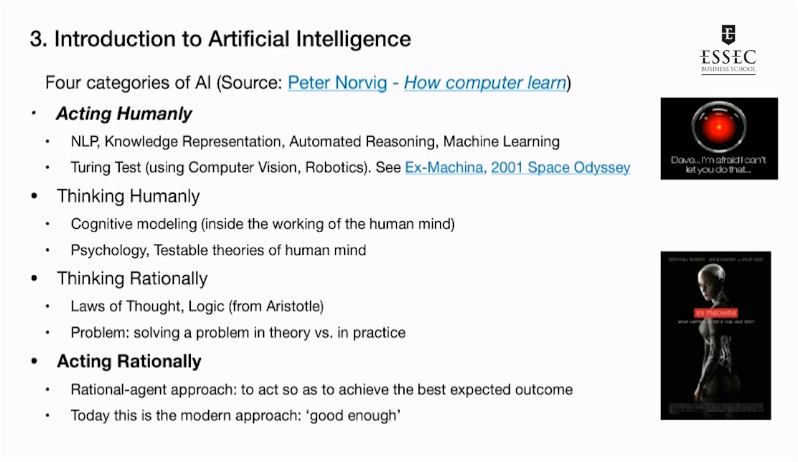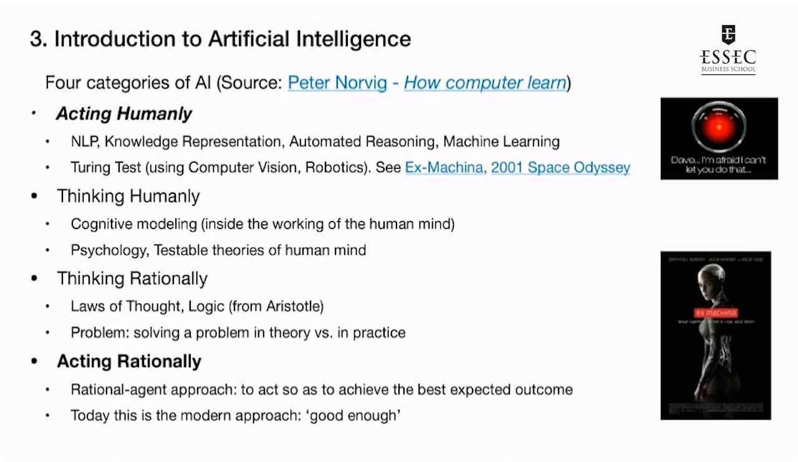He would categorize artificial intelligence in 4 categories. 2 out of 4 are implemented using computers, and 2 are not implemented using computers. Let me start with the ones which are not implemented using computers. One is about thinking humanly. So you want to reproduce the human way of thinking. So you're trying to find how the human mind works. So we are dealing with psychology, with testable theory of human mind. So far, this is a branch of humanities which has not done much computing.